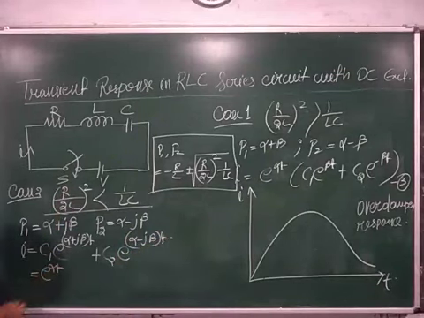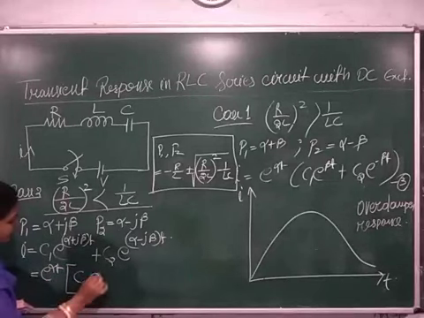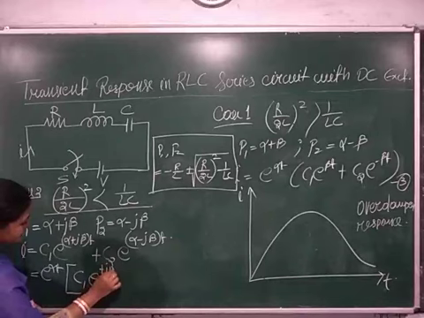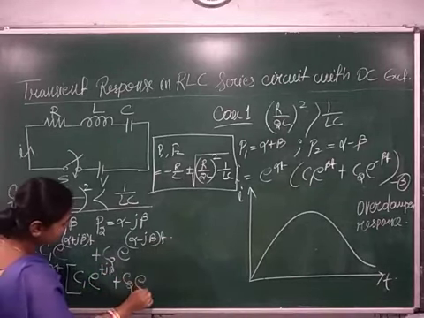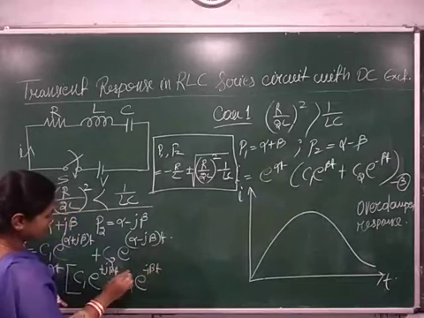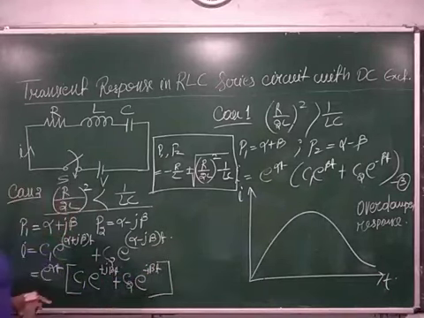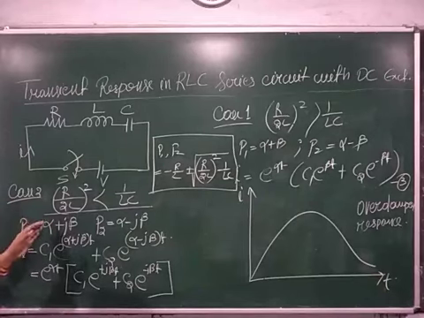You take e to the power alpha t common for both the cases, e to the power plus j beta t plus C2 e to the power minus j beta t. Okay. So when this case arises, the transient response is called the underdamped case.